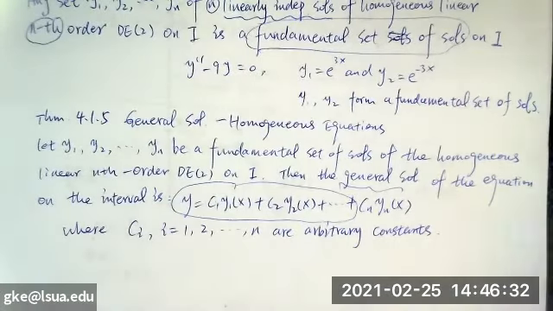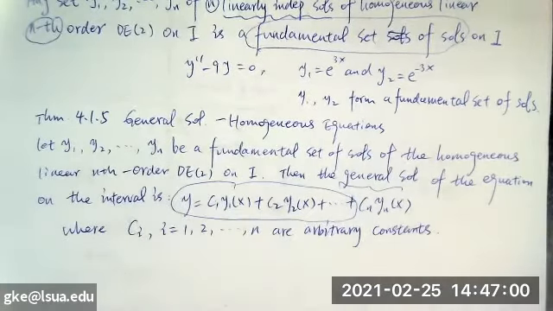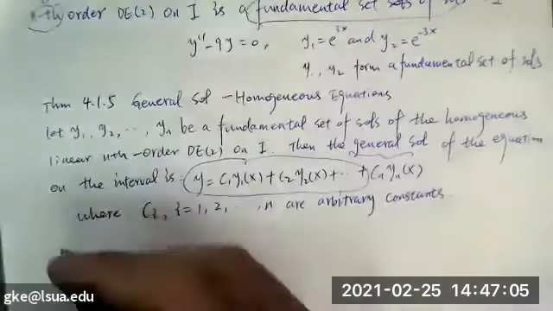So that's the idea. The first step, we check whether the solutions are linearly independent or not using the Wronskian. The second step, we check whether the solutions form the fundamental set of solutions. The third step, if they do, then we can say the linear combination of these solutions is the general solution for the homogeneous differential equation. Okay, so let's take a look at the first example.